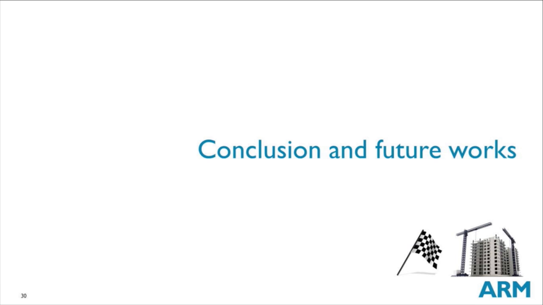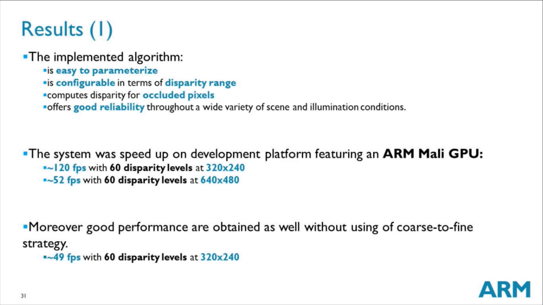We are approaching the end of this presentation. The implemented algorithm is easy to parameterize and is configurable in terms of disparity range. It computes disparity for the occluded pixels. The occluded pixels are those pixels which are visible only on a single image. As I said in the first slides, basically in stereo vision we are able to compute the depth only if a pixel or point is visible in both images. In our implementation we try to estimate the disparity or the depth also for the occluded pixels.